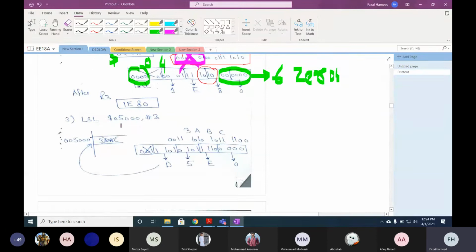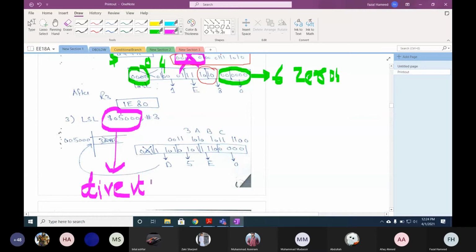Similarly, you have this example. What is this 050000? Which addressing mode is this? Direct addressing mode. If you are using a direct addressing mode, it means that we have some memory location. What is the address of the memory location? 050000, and what is the value of that memory location?